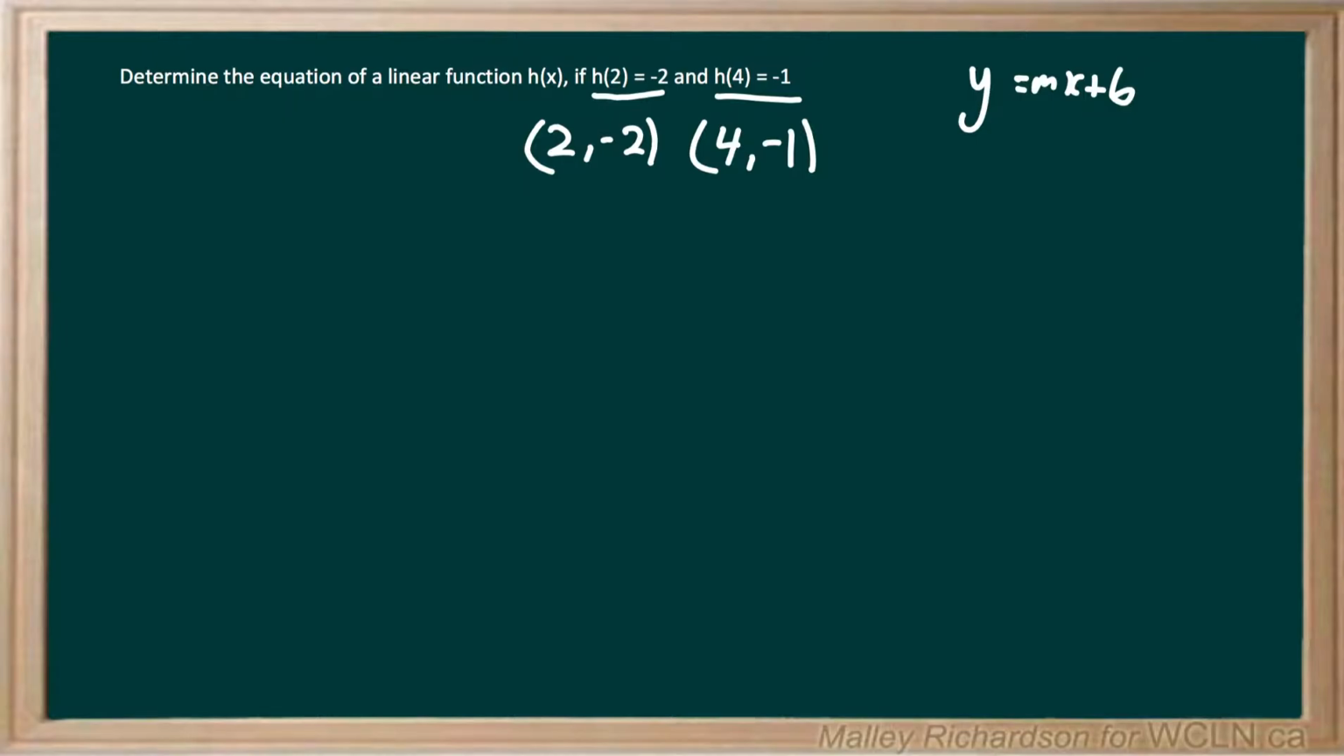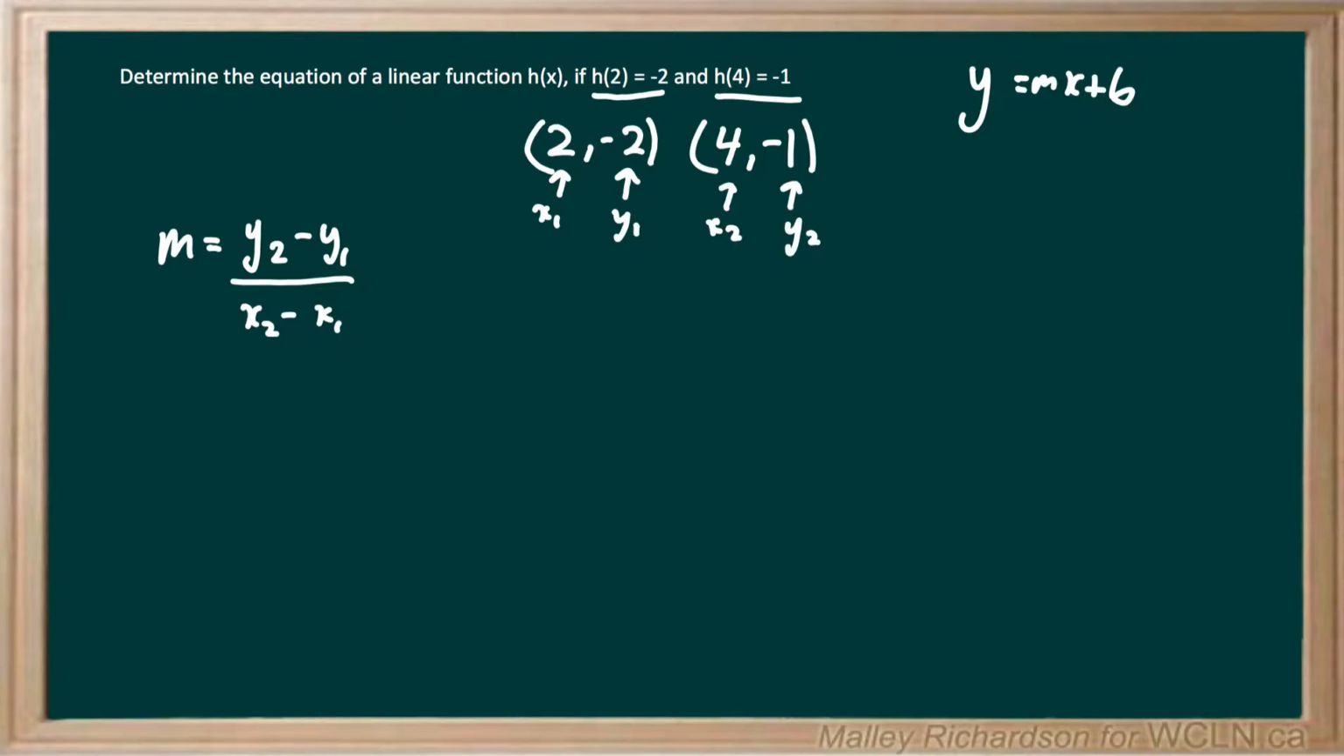So using these coordinates, let's find our slope. We know that our slope, m, is rise over run. But we also know that it can be our change in y over our change in x. And to find our change in y, we take y2 minus y1, and then our change in x is x2 minus x1. Looking at our coordinates, our first 2 is x1, and then our second negative 2 is y1, because it's in the first set of brackets. And then this 4 is x2, and this negative 1 is y2.